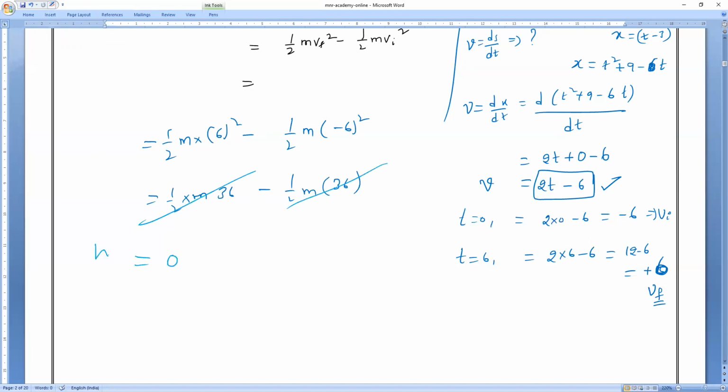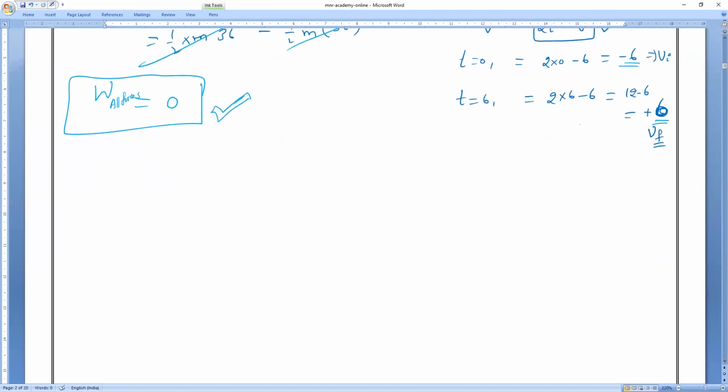Work done by all the forces is equal to 0. So why? Because the speed does not change. Minus 6 and plus 6: is there any change in speed? Velocity means direction is changing, but speed remains constant. The magnitude of velocity we used to call speed.